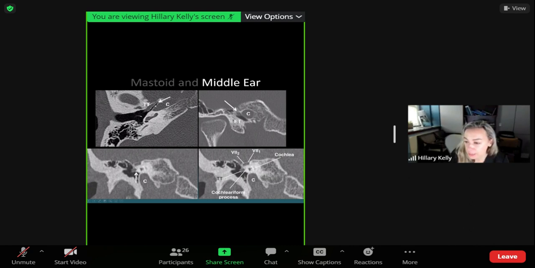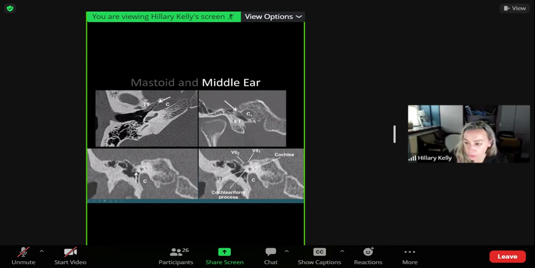And so these are important because this is your communication between the middle ear and the nasopharynx, all right? The surgeons care about the cochleariform process because for them, it's a landmark for the tympanic segment of the facial nerve canal, all right?